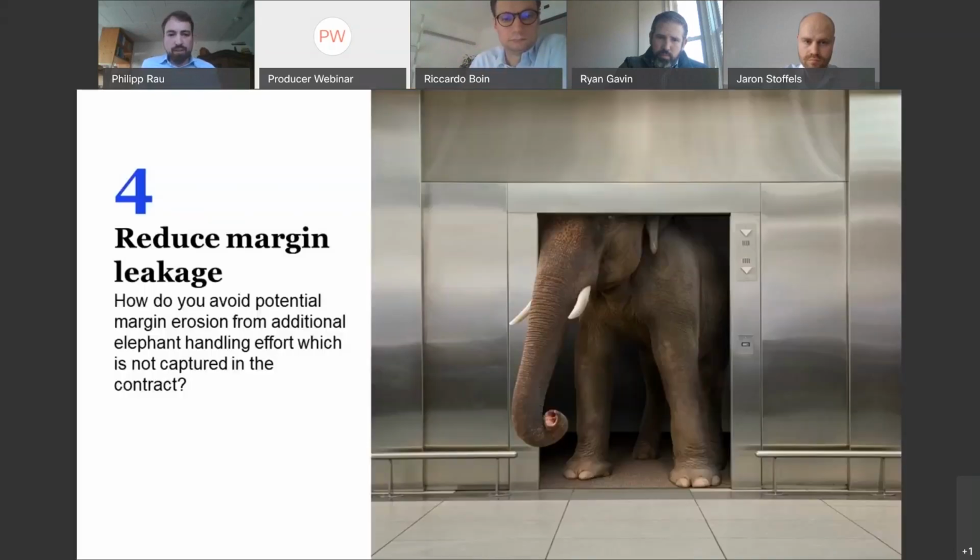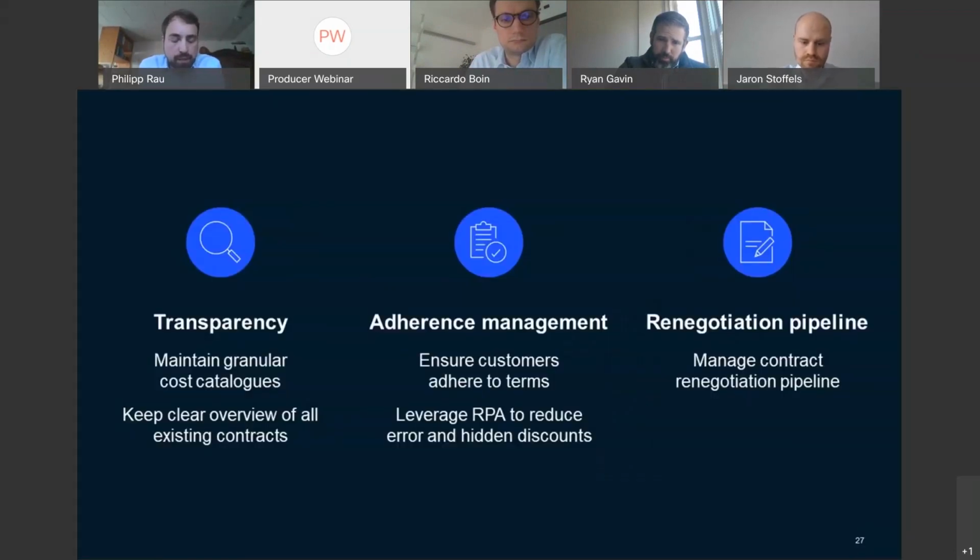Now, number four is margin leakage. How do we ensure that all the additional effort, maybe not covered in the contract upfront, is actually there? From our perspective, there are three key items that are required. First one is transparency, second one is adherence management, and the third one is an appropriate renegotiation pipeline.